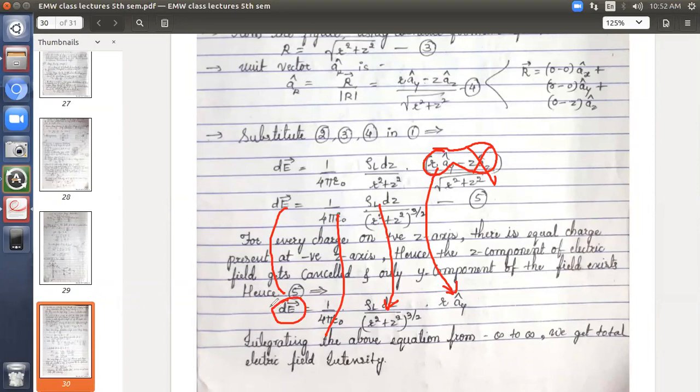Now, if I want to extend this concept to the complete field, because I have to find the field for the complete line of wire, we started with the smaller portion and got a smaller field dE. So to get the complete total field, I should go for integration. And what are the limits? The limits will be from minus to plus infinity, because the wire we have considered extends on both sides, from positive infinity to negative infinity. So I will take the integration over minus to plus infinity.